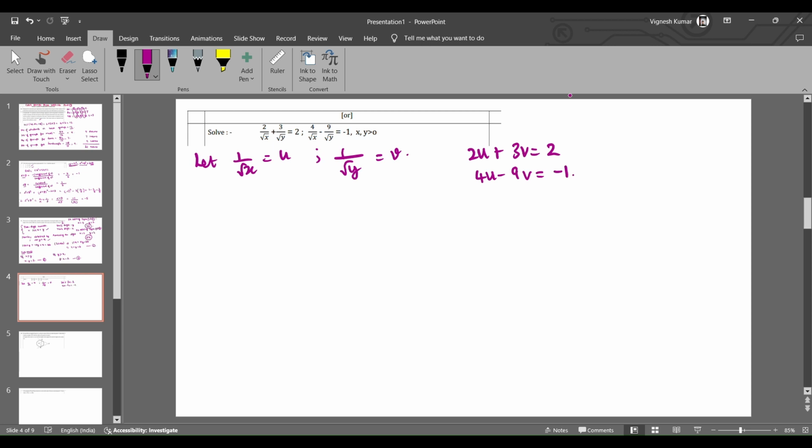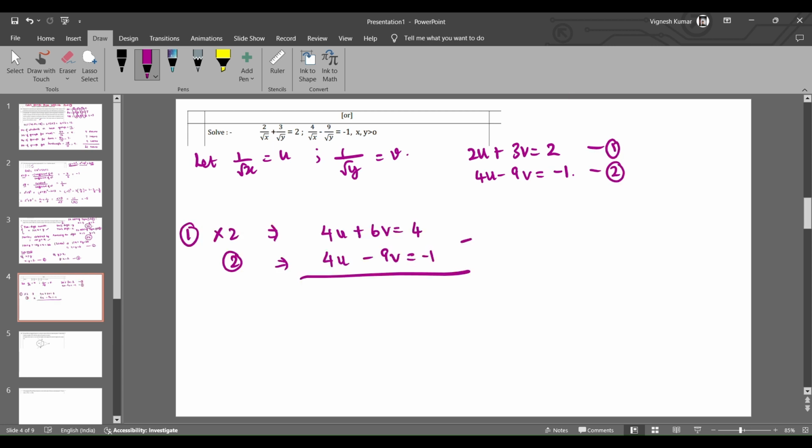For the purpose of elimination, let me multiply the first equation by 2. Now I subtract these two equations, so the signs change and this gets cancelled. 15v is equal to 5.